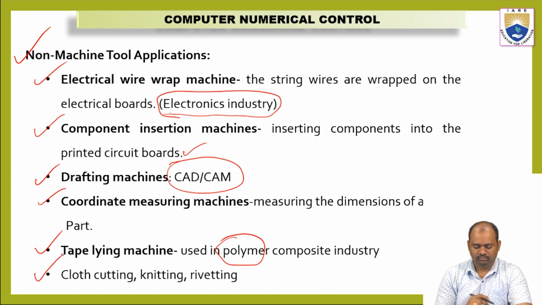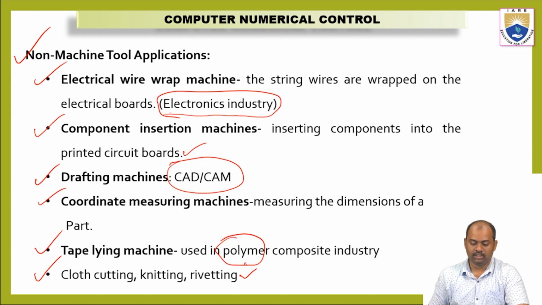And then cloth cutting, knitting, riveting. What is cloth cutting? Cloth cutting is nothing but simple. We can cut any cloth with the help of a CNC machine. Knitting means we can stitch the cloth with the help of a CNC machine, like we can replace the sewing machine with the CNC. And then riveting. Riveting is nothing but connecting or attaching two sheets of metal with the help of a single bolt or nut. So these are some of the non-machine tool applications of CNC machine.